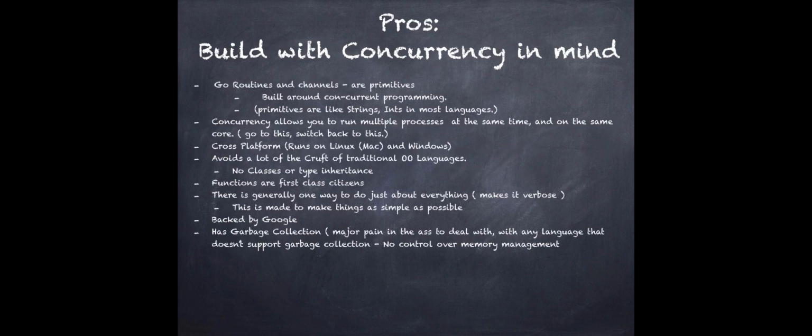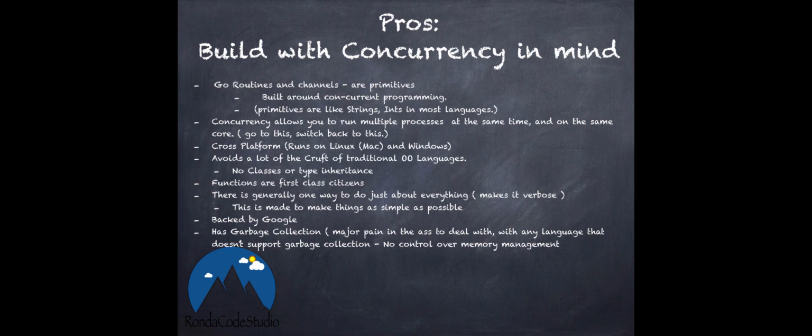Some of the pros are you can build with concurrency in mind. Goroutines and channels are primitives built around concurrent programming. Primitives are like strings and ints in most languages such as Python and Swift. Concurrency allows you to run multiple processes at the same time and on the same core. You can go to this and switch back to this, do that, all at the same time.